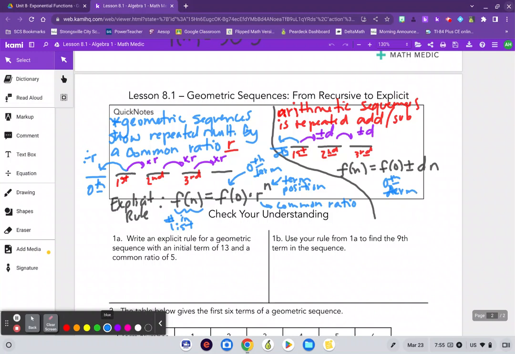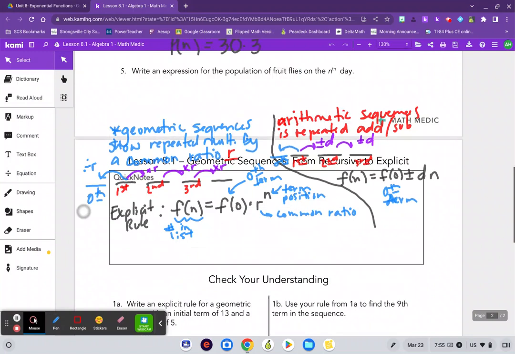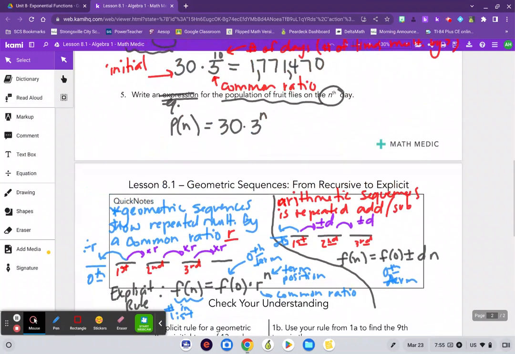And if we go back to this previous example, write an expression for the population of fruit flies. The output, f of n, is equal to the initial, that's how many I had on day 0 before I started my experiment. f of 0 was 30. r, my common ratio, is multiplying by 3 to the n. And n is where I could put in any day, whatever day I'm looking for.